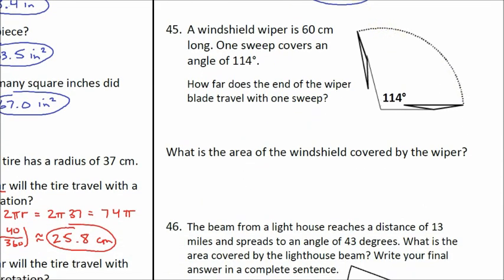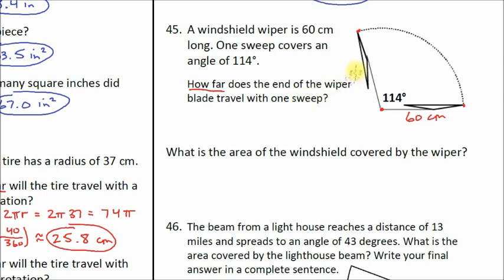Alright, question number 45. A windshield wiper is 60 centimeters long, so from here to here is 60 centimeters. I can actually label it on the bottom here, 60 centimeters. One sweep covers an angle of 114 degrees. So when we move from the bottom to the top and back again, it's moving 114 degrees. How far? How far tells you that this is arc length. How far does the end of the wiper blade travel with one sweep?